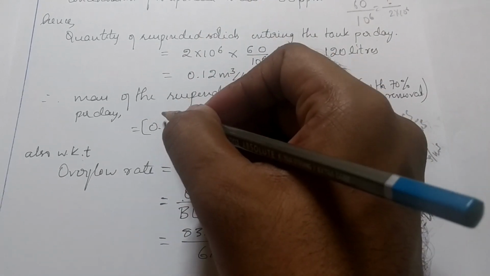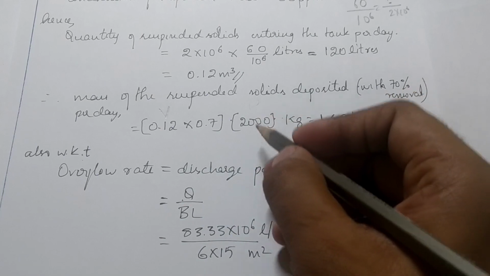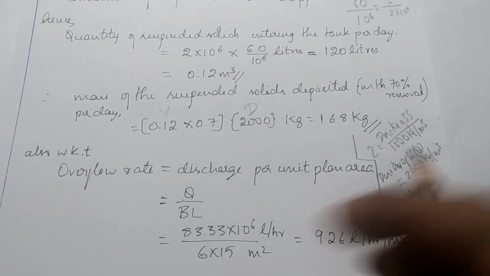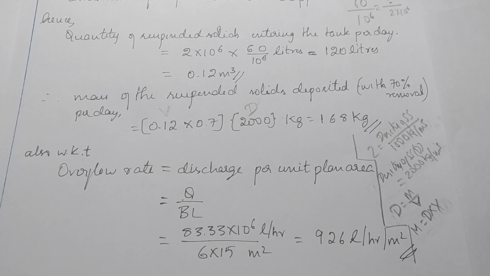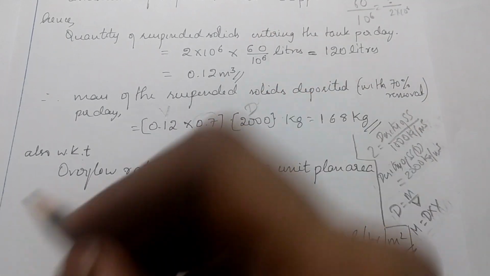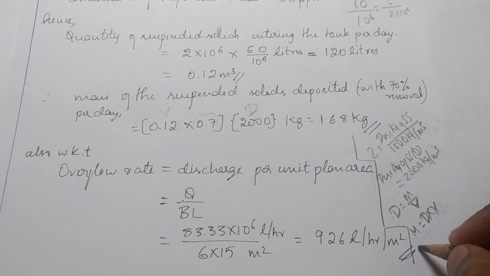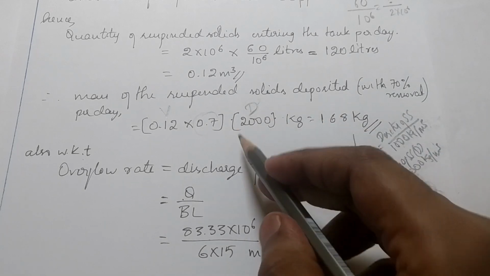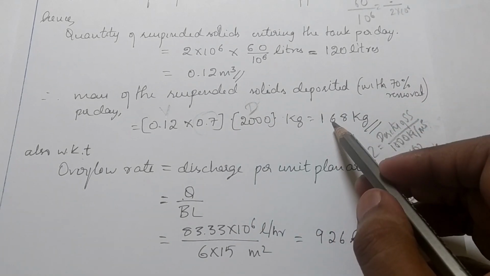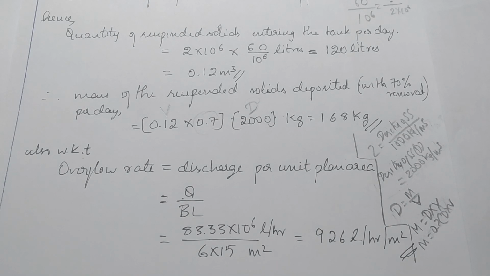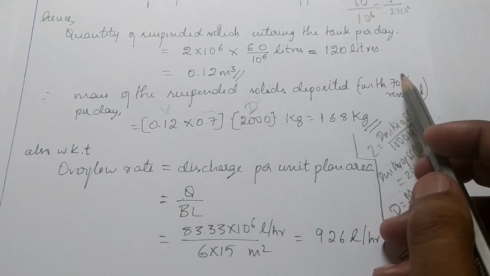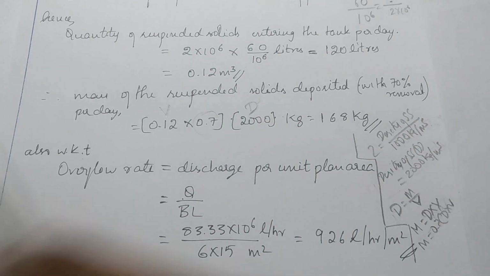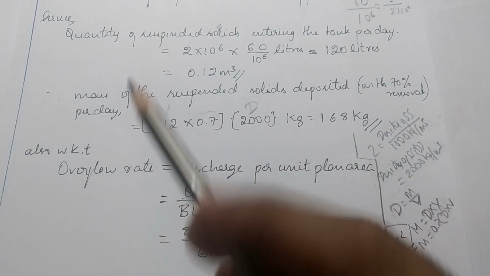Here you can observe the summarized equation. So 0.12 is the volume and 2000 is the density, and that will be the mass, and of this mass 0.7, that is 70% of this mass, will be deposited. That's what is written over here. So the exact mass will be 0.7 of this, D into V. So that will be 168 kg. That is the mass of suspended solid deposited, which is 70% of the volume obtained, entering the tank per day.